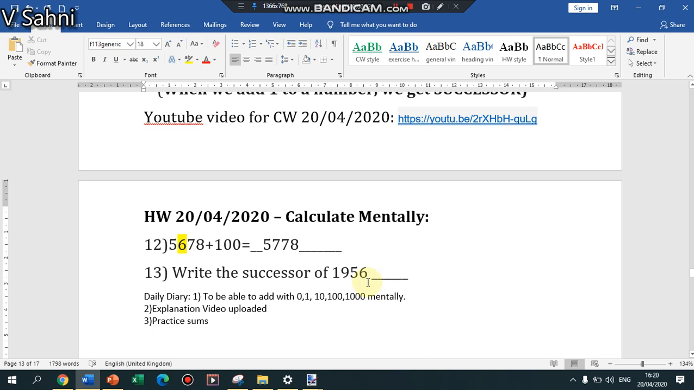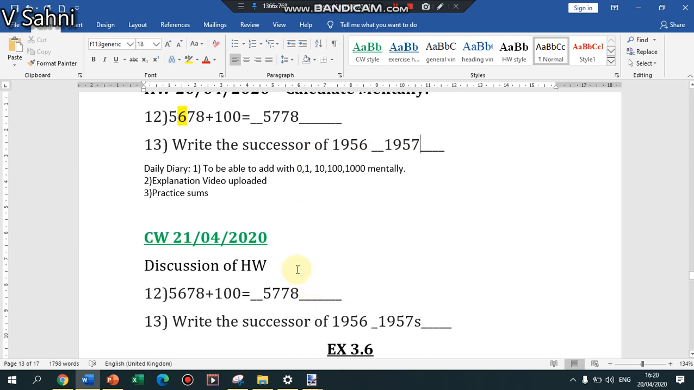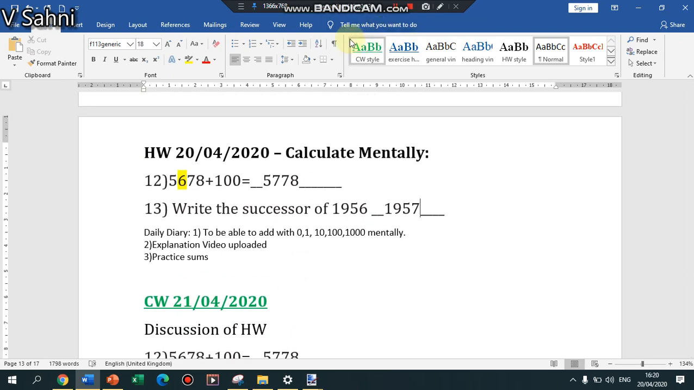Write the successor of 1956. What is successor? Successor is plus 1 and predecessor is minus 1. So what is the successor of 1956? 1957.